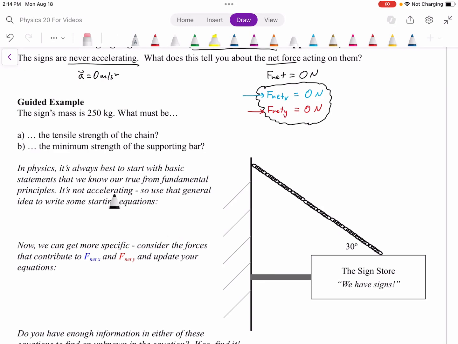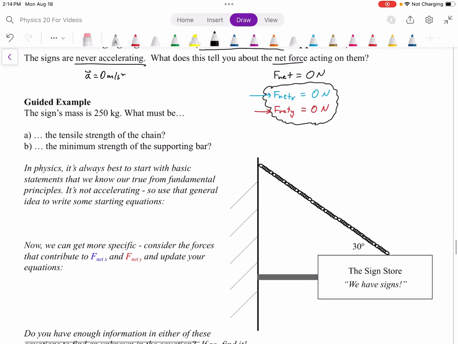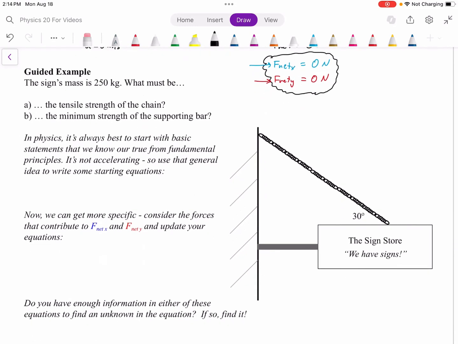So in physics, again, it's always best to start with basic statements that we know to be true. So like we said, it's not accelerating. So we know, before even really diving in too hard, that F net is 0, and therefore both the x and the y components of the net force have to be 0. Okay, now we can start to break it down. We can think, okay, so what is F net x? Well, we add up the x components of every force, right? What is F net y? We add up the y components of every force, okay?